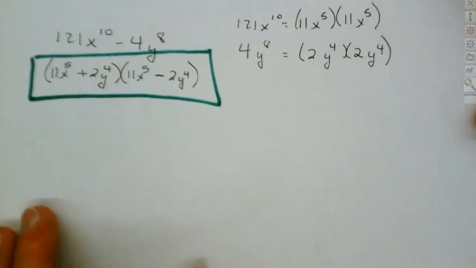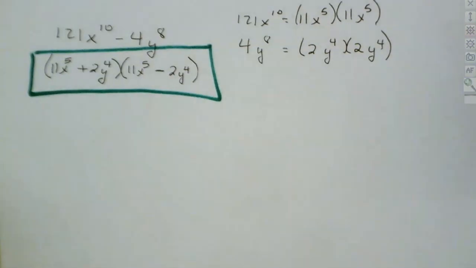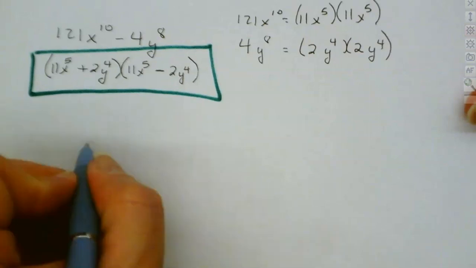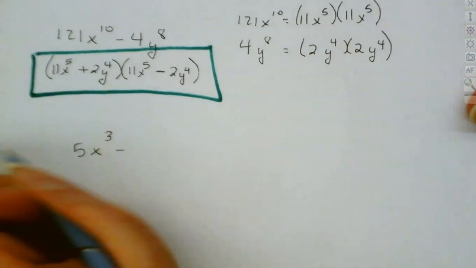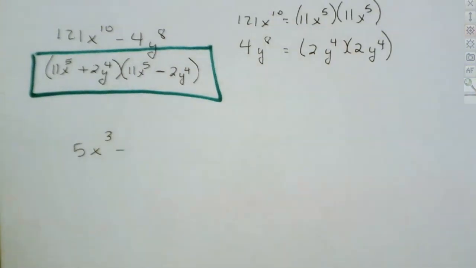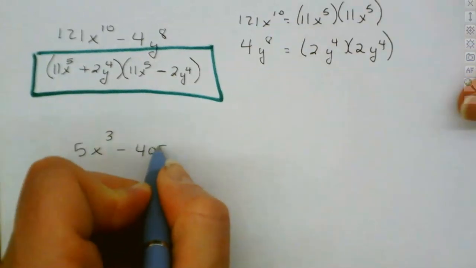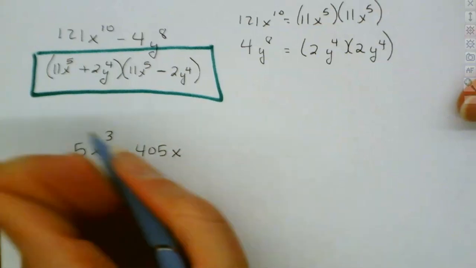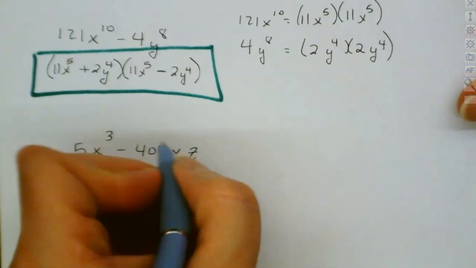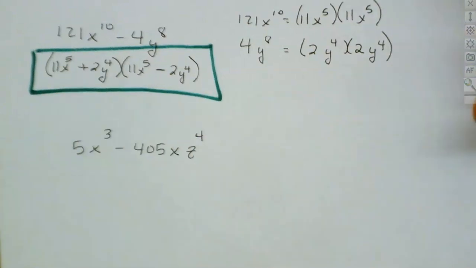Now, in some cases, you may have to factor something out first before it'll factor. So there might be a variable that has to come out, or a number, or both that need to come out. So how about we try to factor 5x cubed minus 405xz to the 4th.